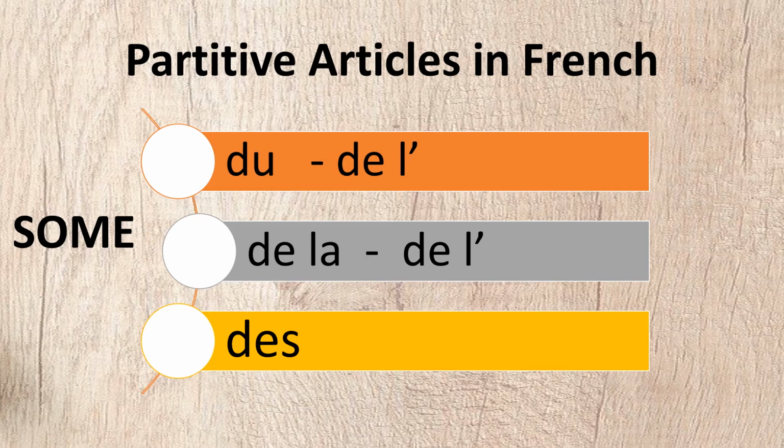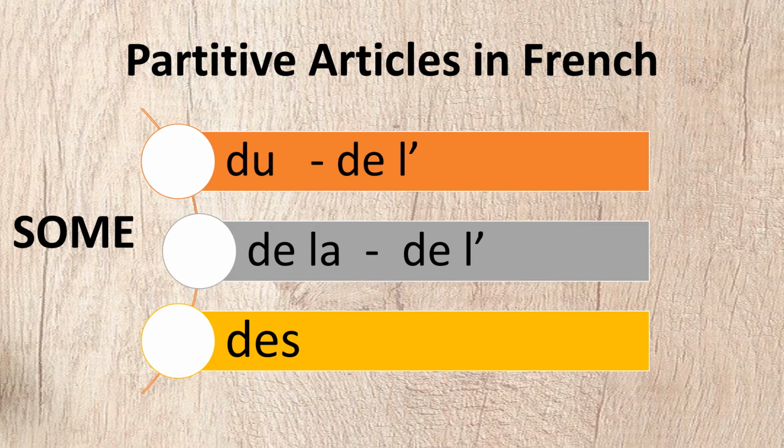Now you can see that there's 3 some in French, and this is based on the gender again. So du for masculine, de la for feminine, and des for plural. So there is the easiest one because you know that when there's an S, it's plural, then it's the one you're going to use. Now for the du, you need to know that the word you're going to be using is masculine, and for de la, you need to know that the word you're going to be using is feminine.